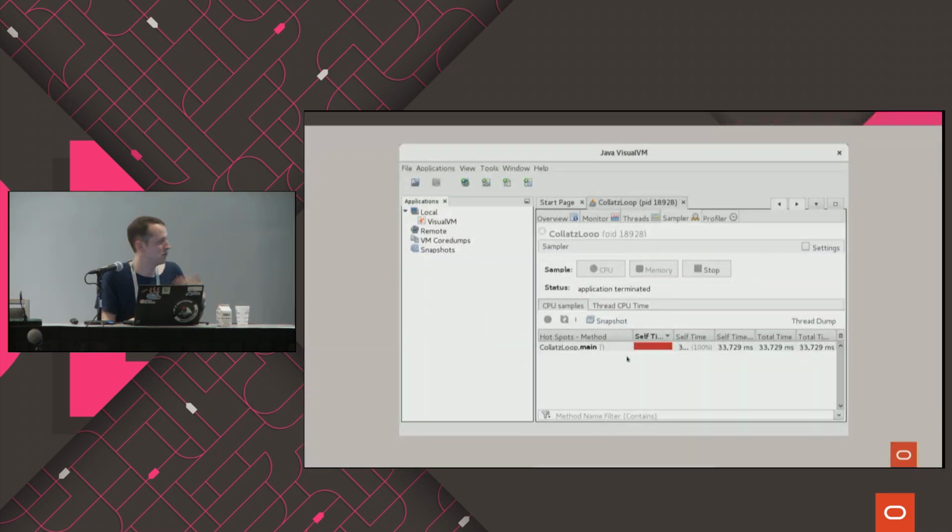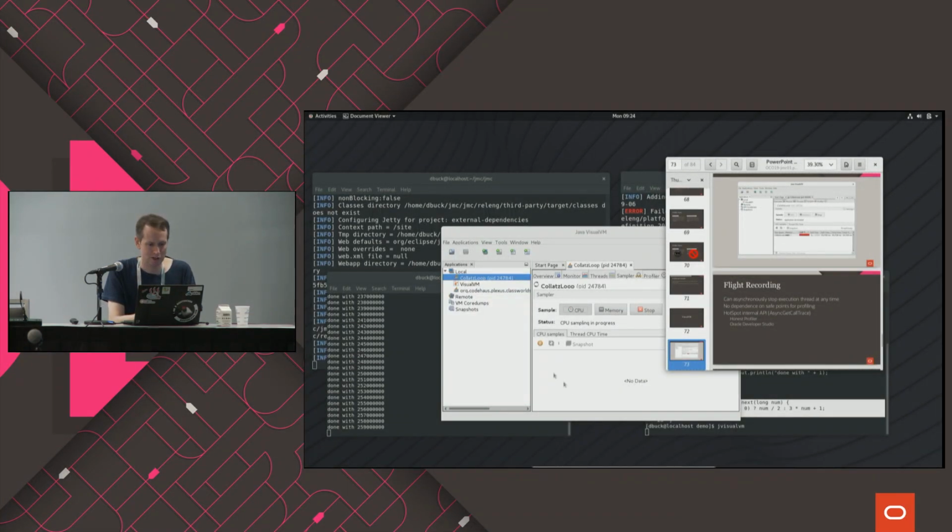When VisualVM does succeed, it looks like this, and it tells us we're in main. And of course we're in main, because that's the only method in the source code except the next method, and the next method is going to be inlined by the compiler. So we don't have any line numbers, any bytecode indices or anything. This gives us no useful information. So let's look at what Flight Recorder does.